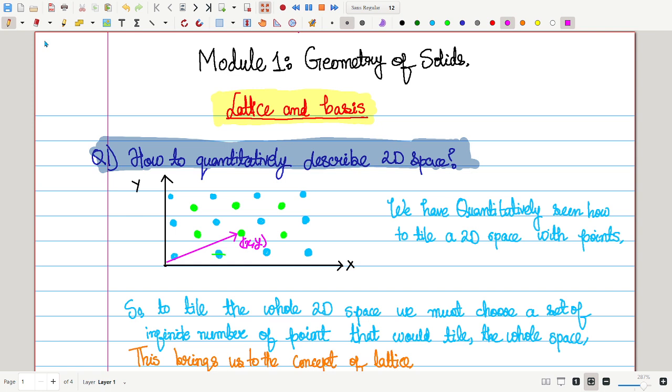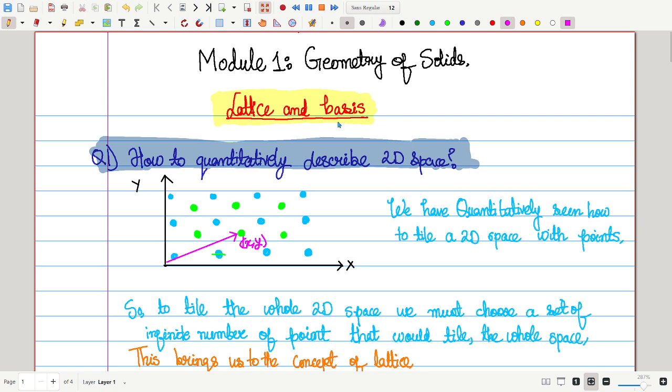Many courses start with the Drude model, many courses start with the free electron model, and whatever things have been discovered before. But in this course, we are going to take a different approach. We are going to start with the geometry of solids. Then we are going to build upon that, and then we are going to see the free electron model, the various electronic structure models. So okay, we are starting with module one, which is the geometry of solids.